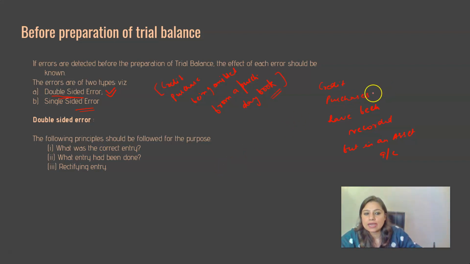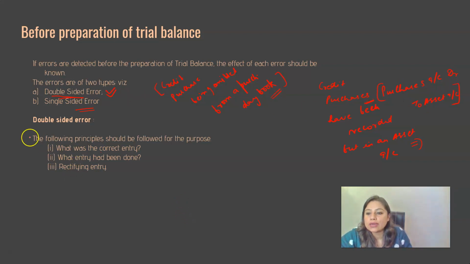So what would be the correct entry? We would be nullifying the asset account, as this is a credit purchase related to the goods and services in which the business is dealing. So the correct impact is that the purchases account needs to be debited. Purchases account debit to asset account, which has been incorrectly debited. In order to bring that nil impact, we would be crediting the asset account, and in order to correctly record the purchases, we will be debiting the purchases account. So this would be the rectifying entry in case of a single-sided error.